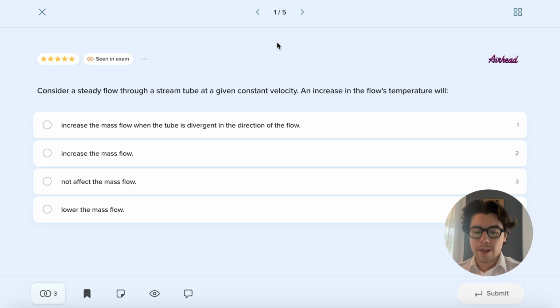Consider a steady flow through a steam tube at a given constant velocity. An increase in the flow's temperature will... In this kind of question, we have to pretty much assume that the pressure is maintained constant. So here we have to decipher the principle, which essentially says that as the temperature increases, the density decreases. The vice versa is true for cold temperatures, where as the temperature decreases, the density will increase. So as the temperature increases, the density will decrease. Since we have a constant velocity, so constant flow, this means that the mass flow will decrease. And that is the correct answer.